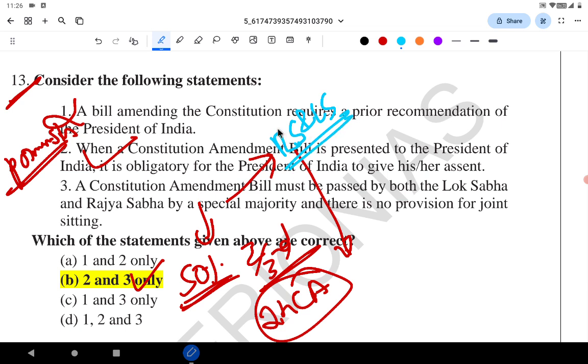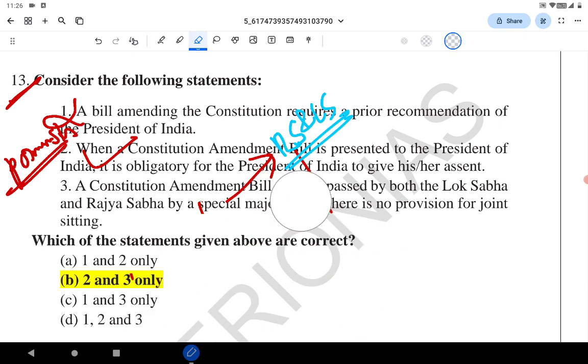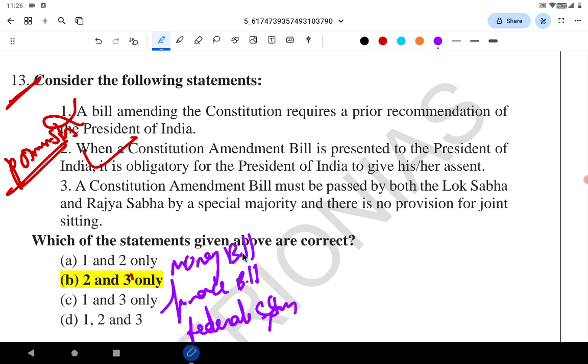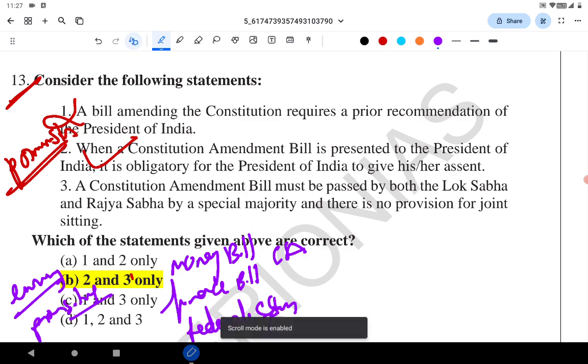Please remember that. Like, what is the difference in the power of Rajya Sabha and Lok Sabha regarding money bill, finance bill, federal system, constitutional amendment, emergency provisions? Please know all these differences. This is how UPSC forms the question.